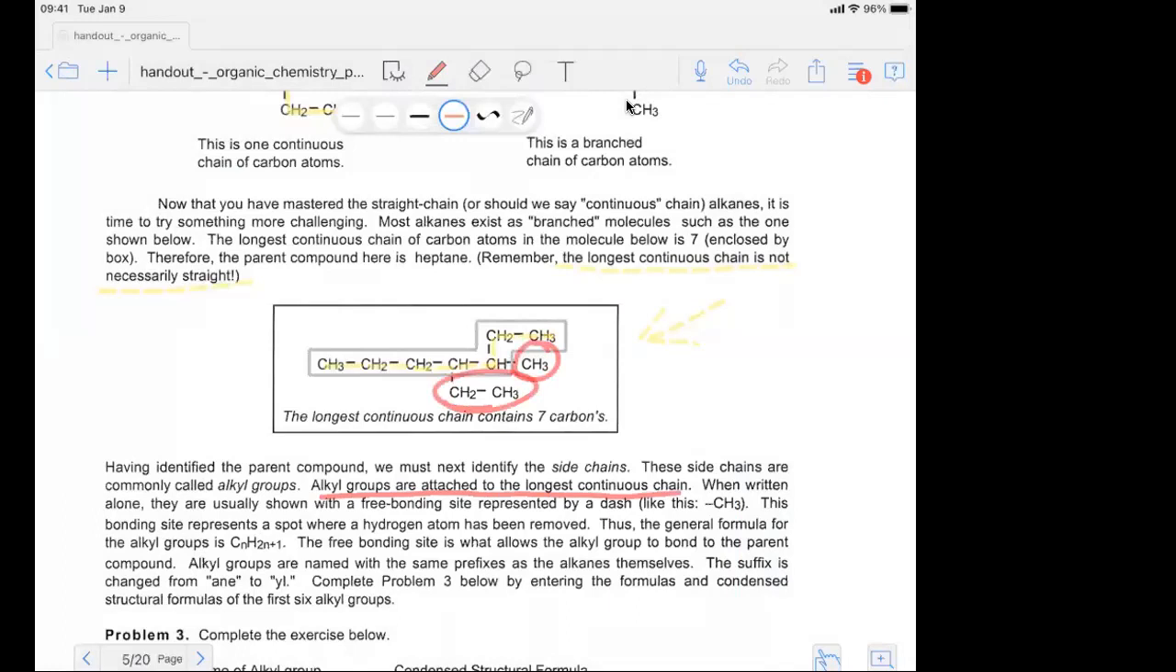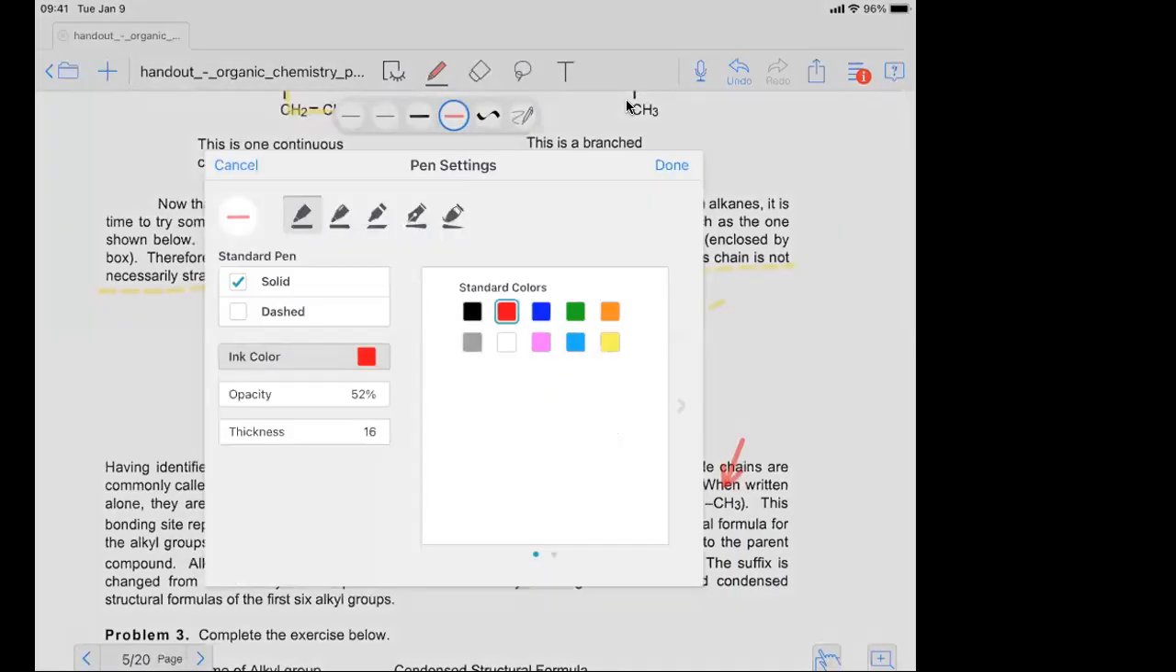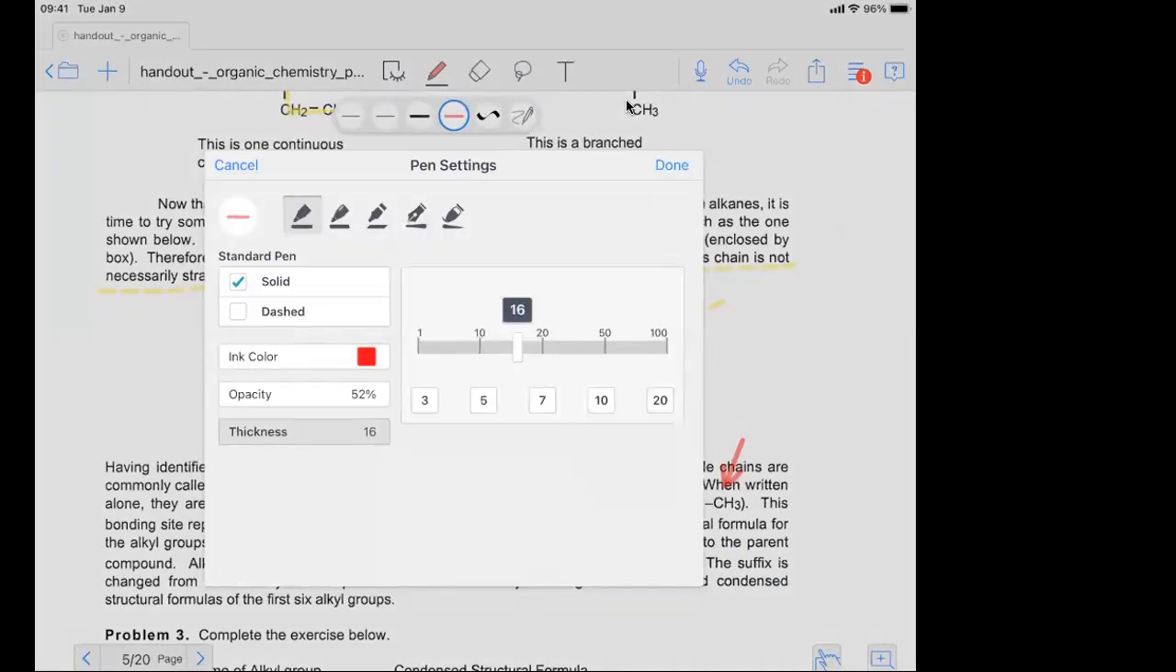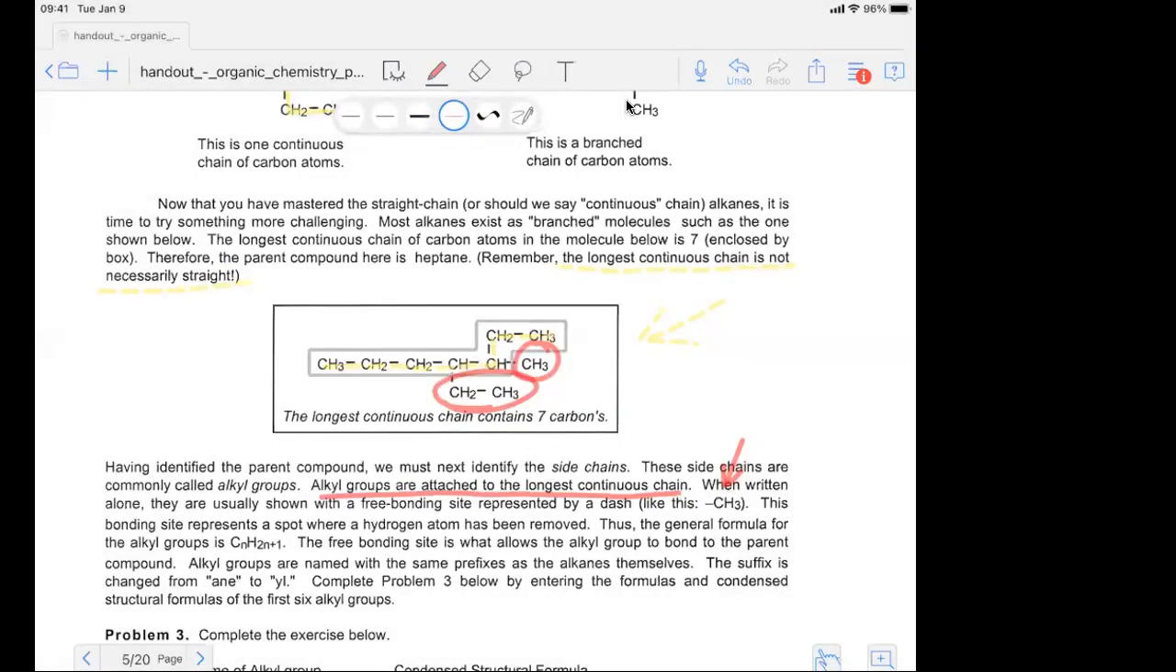When written alone, they're usually shown with a free bonding site represented by a dash. So when they're written by themselves, you just write them as a dash and then whatever the chain is. So for this one, you would represent it as dash CH3. This one would be dash CH2 CH3. That's if they're by themselves.